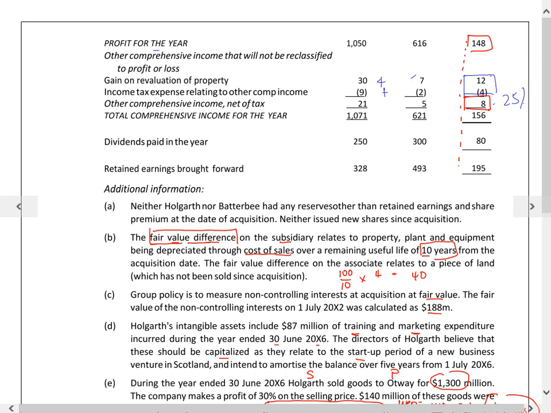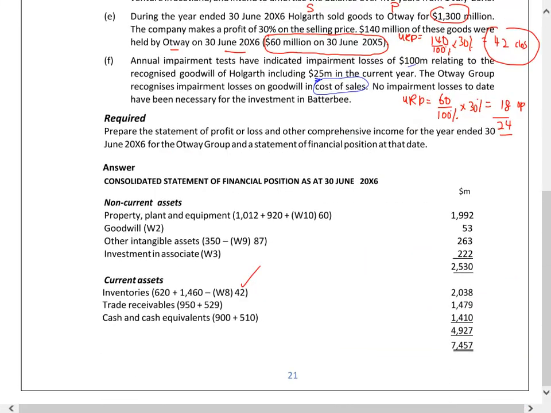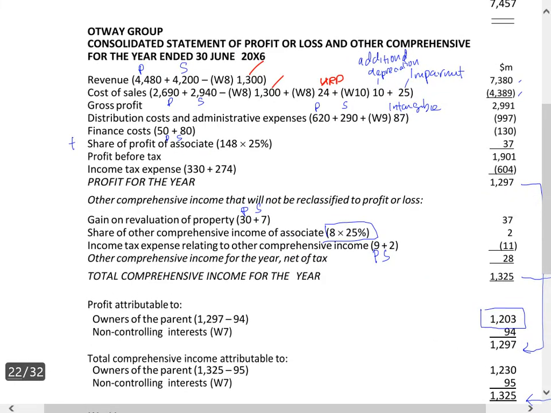Okay. So that is why in our consolidated SPL, we have one additional column here, which is for the PAT, and we have one more here, which is for the OCI. Only 25%. What happened to my SFP? SFP is always cost of investment.